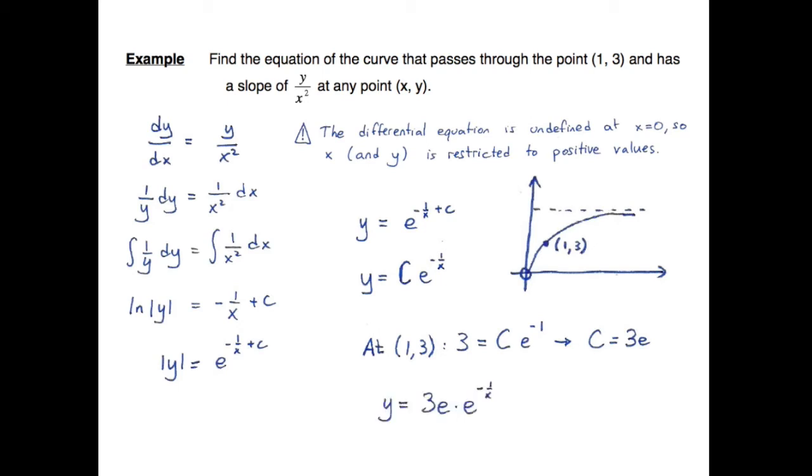So finally, my particular solution to this differential equation is y equals 3e times e to the negative 1 over x. e is actually e to the power 1, so we could use rules for exponents to bring these two parts together. It would be 3 times e to the (x minus 1) over x. But either of these two answers is perfectly correct.